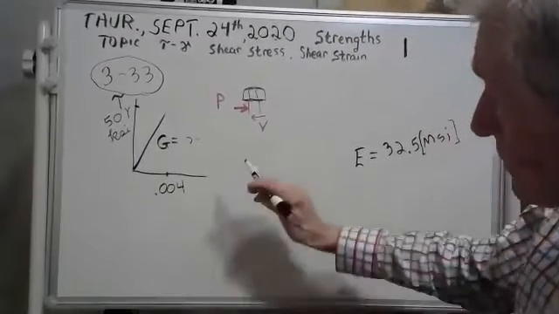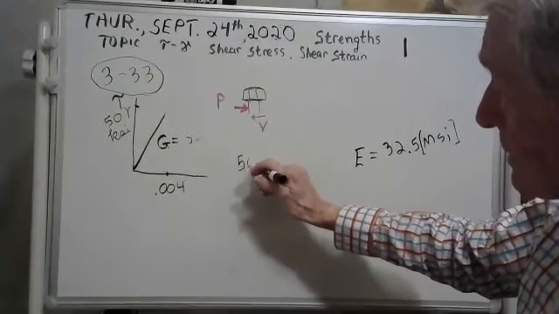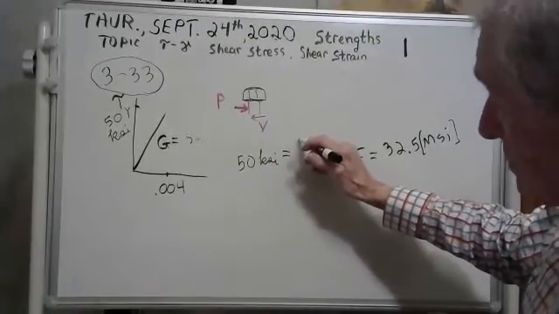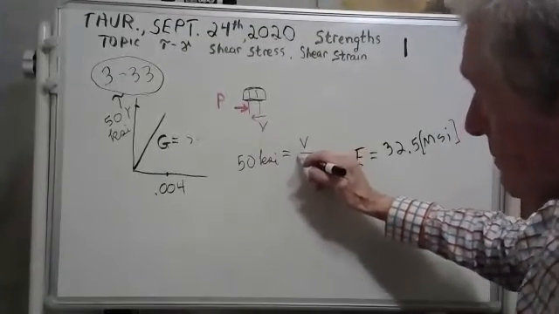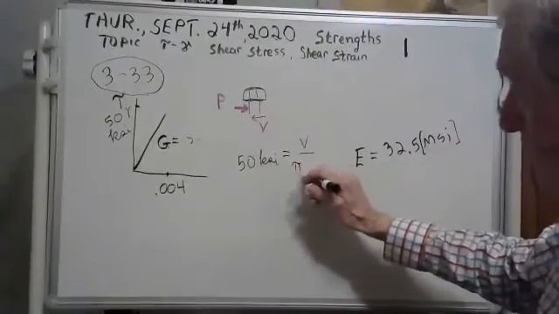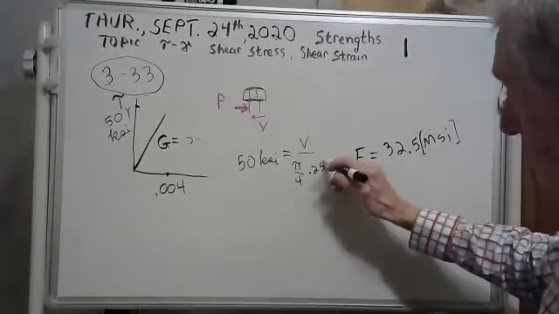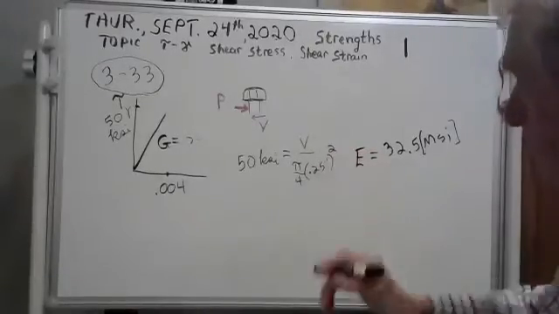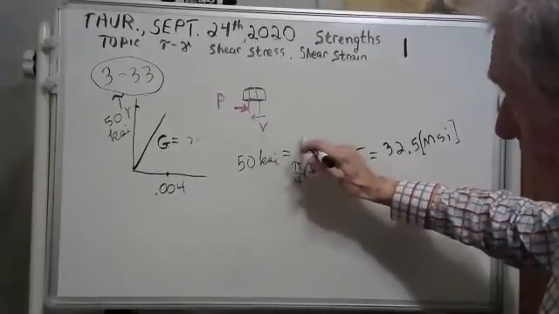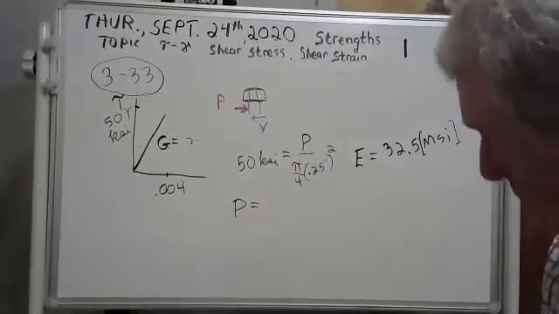And they said the yield strength is 50 KSI. So what you do is you go 50 KSI is equal to that shear force divided by the area. What they say, the diameter is 0.25. So you have to go pi over 4, 0.25 inches squared. And this V is equal to that P. So you could put the P in there if you wanted. They're equal. And we're going to solve for that force. Here goes.